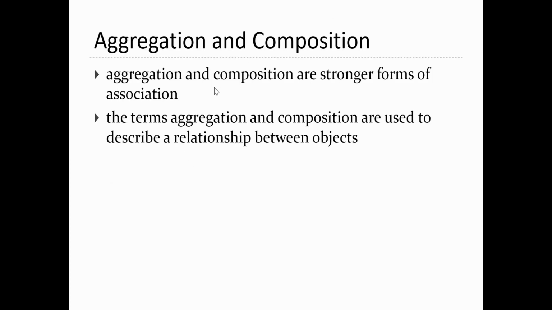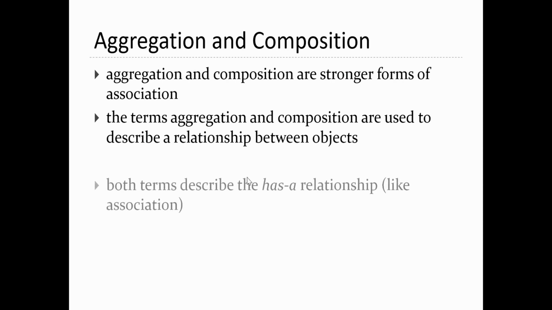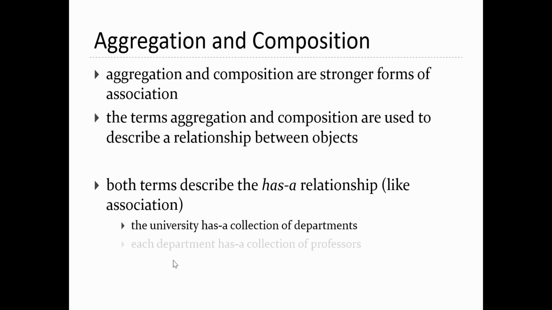All right, so that's association. Association means has-a. Dependency means uses. Then there are aggregation and composition. Aggregation and composition are stronger forms of association. They still mean has-a, but they imply something additional.